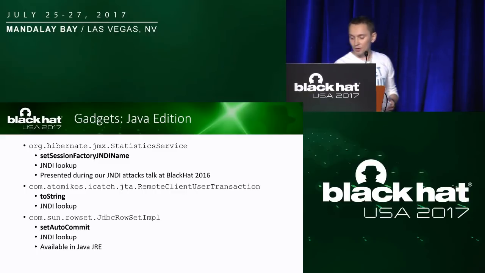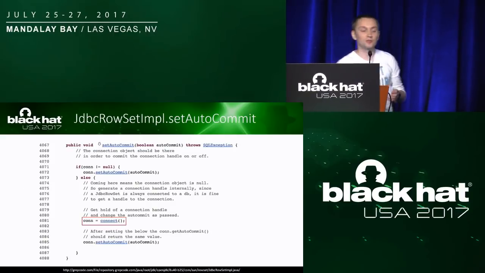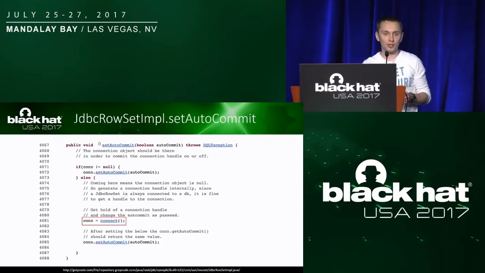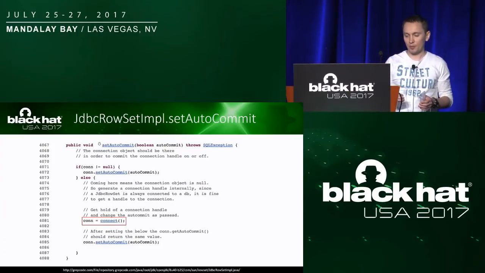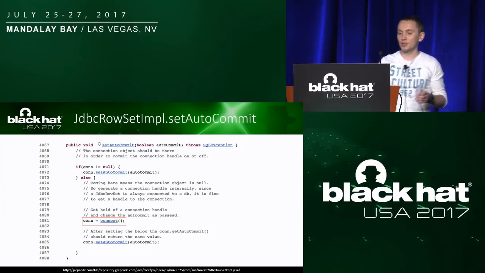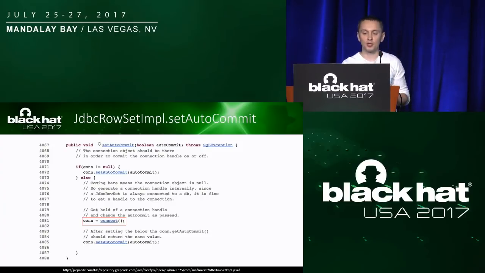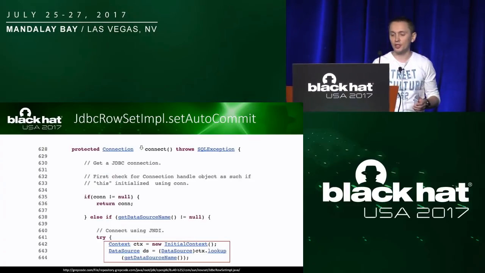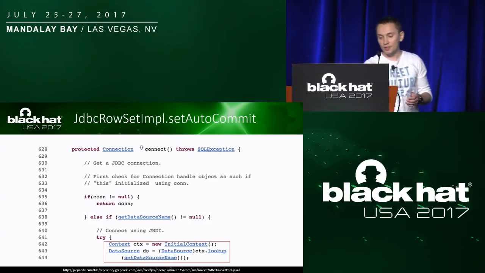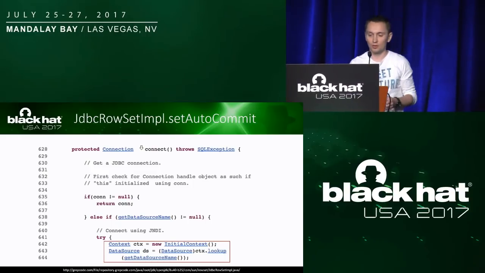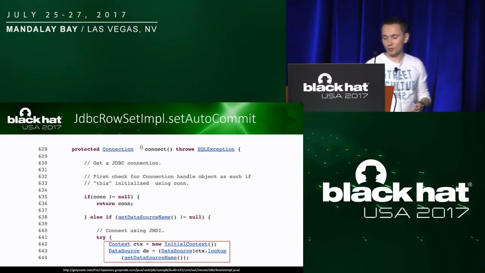Let's have a closer look at it. It is from the JRE libraries, so we don't need any additional dependencies. As we can see on this slide, the setter will call the connect function, and here we will call the InitialContext lookup method with our value from the dataSourceName property. So we will get remote code execution.